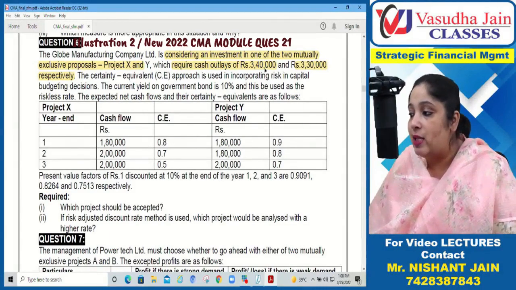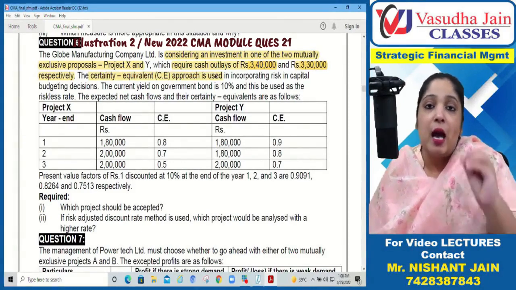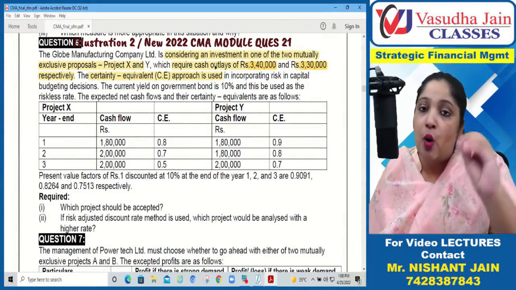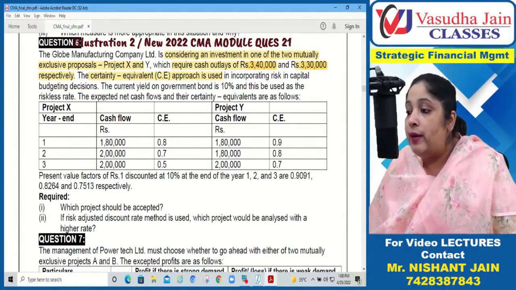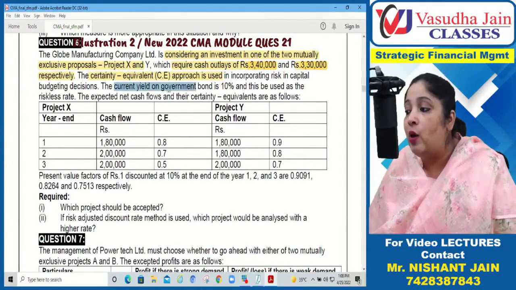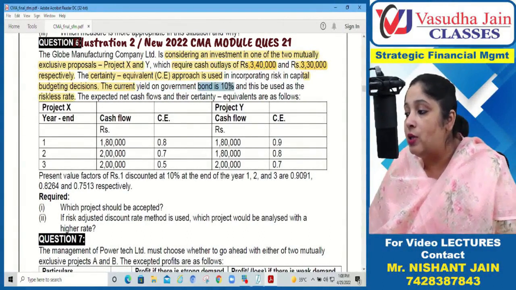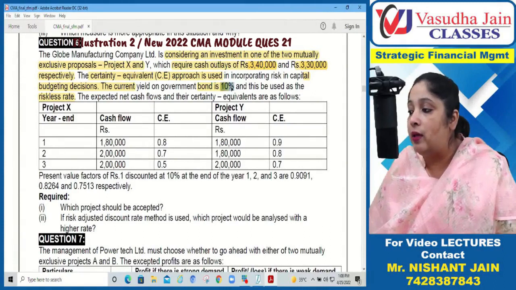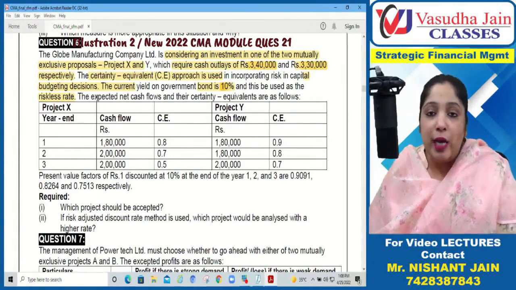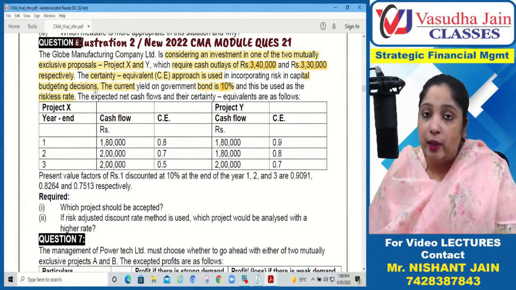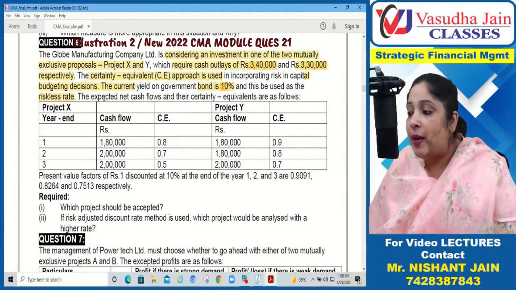In Project X, this is the investment amount, 3,40,000, and in Project Y, 3,30,000 is an outflow. The certainty equivalent approach is used. That is, we just have to check whether these projects are earning with certainty the risk-free rate of return or not. In incorporating risk in the capital budgeting decision, the current yield on government bond is 10%, and this can be used as the riskless rate. So 10% is your risk-free rate of return. Basically, we have to check whether these two projects are giving us the risk-free rate of return of 10% or not. The expected net cash flows and their certainty equivalents are given to you.